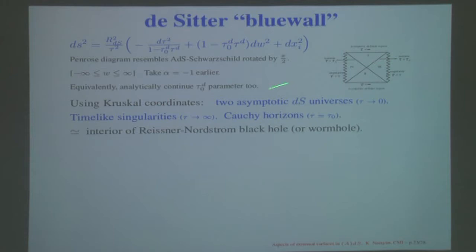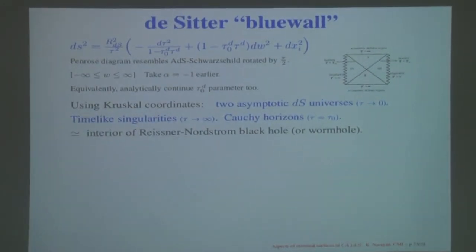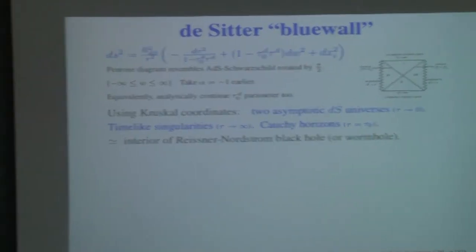Okay. And what you get there is that. So now you can define crucial coordinates, so you can do standard GR now with this. And you can see that there are in fact two asymptotic de Sitter universes. There are timelike singularities here, and these horizon-like lines are in fact Cauchy horizons, it turns out. So in fact this entire picture, this Penrose diagram, is very reminiscent of the interior of the Reissner-Nordstrom black hole.